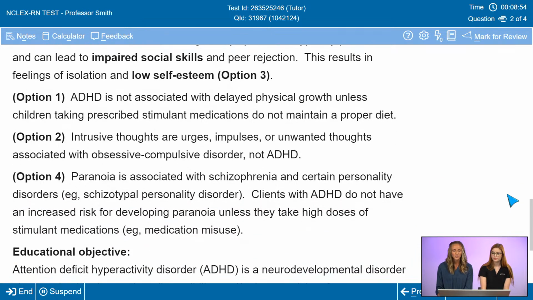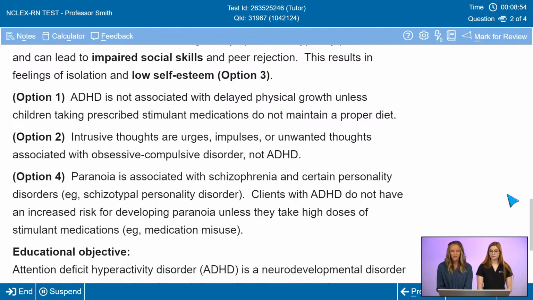ADHD is not associated with delayed physical growth. ADHD medications, such as stimulant medications, can cause a decreased appetite, which can affect physical growth. However, this is only if the client doesn't maintain a proper diet, so it's not something that might happen to every client who has ADHD, but is primarily related to the medications used to treat ADHD.